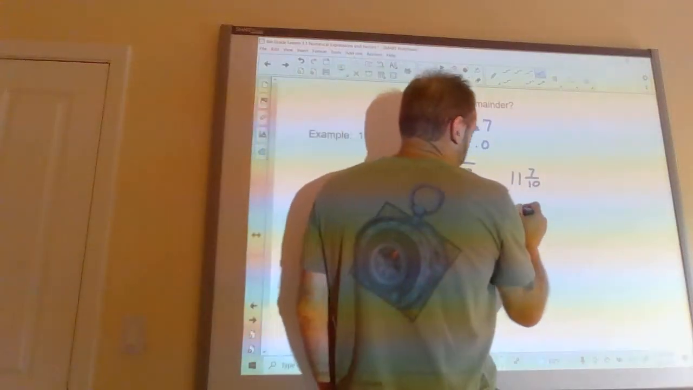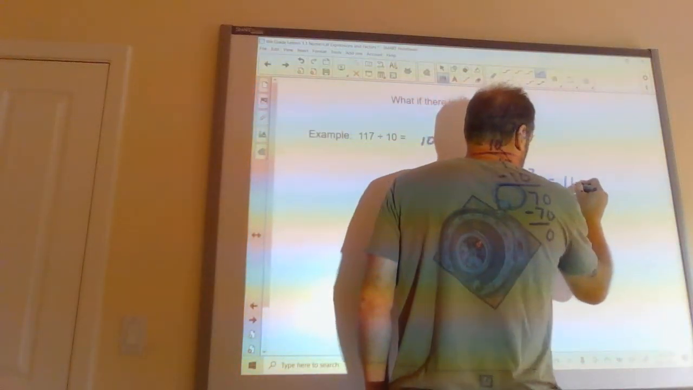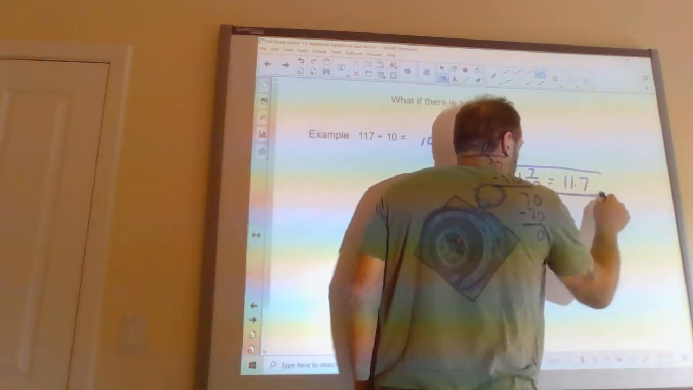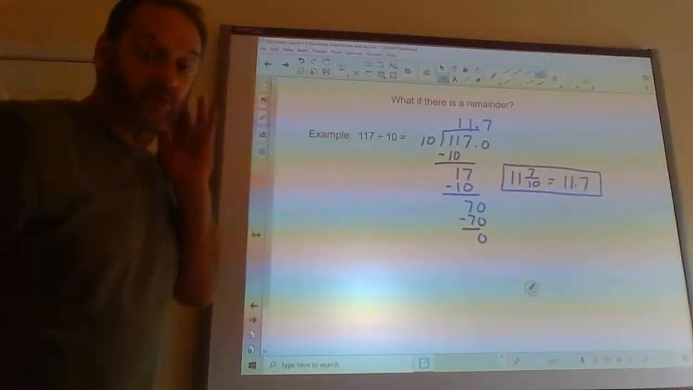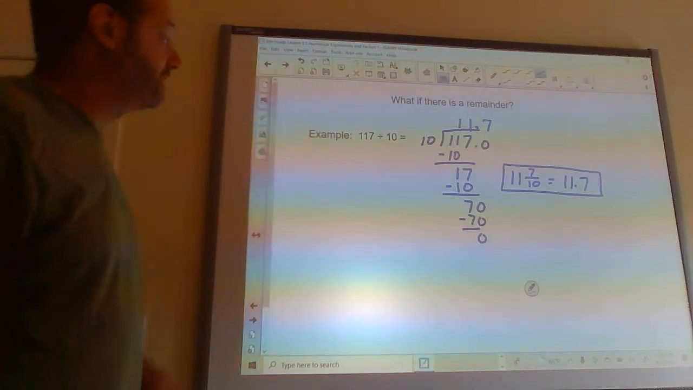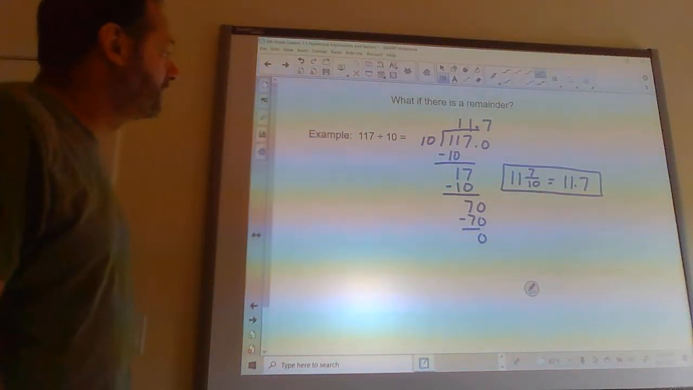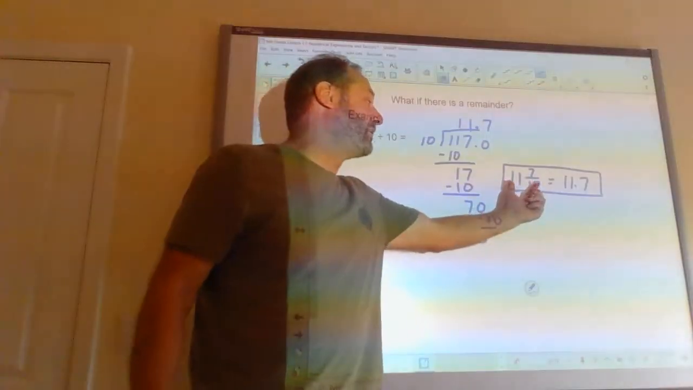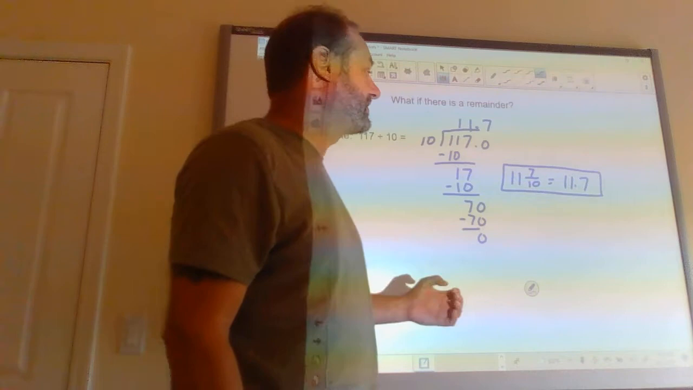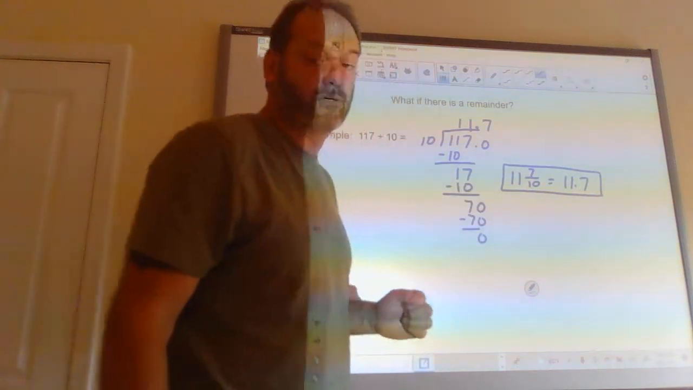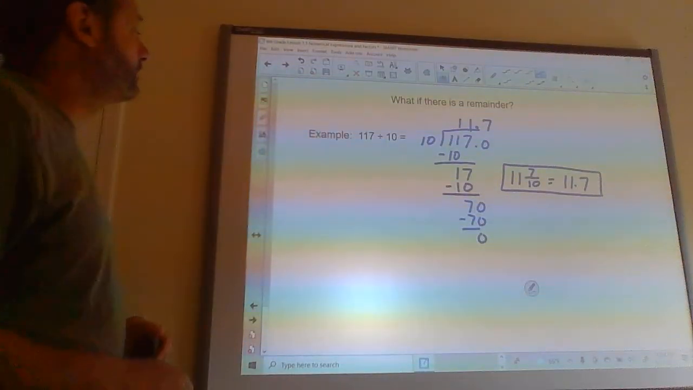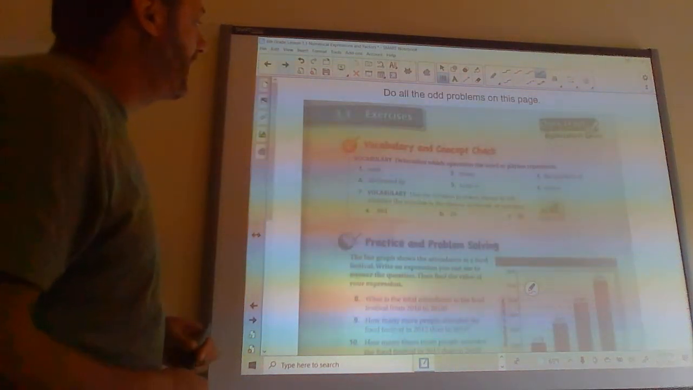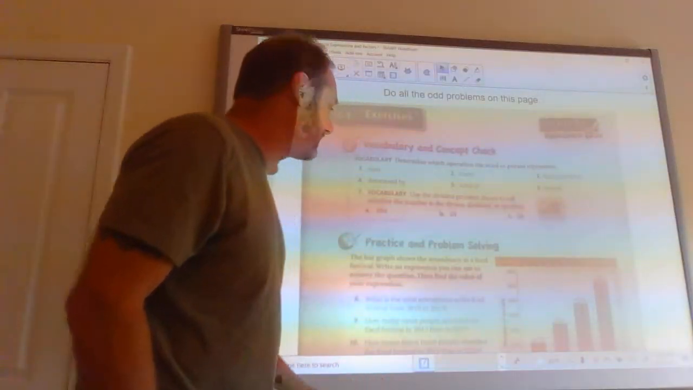So either one of these two answers, 11.7 or 11 7/10, those are the same answer. Either one of those is fine. Unless the directions tell you specifically, if it says write it as a mixed number, you have to have this answer. If it says write it as a decimal, you have to have this answer. Otherwise, it doesn't matter.